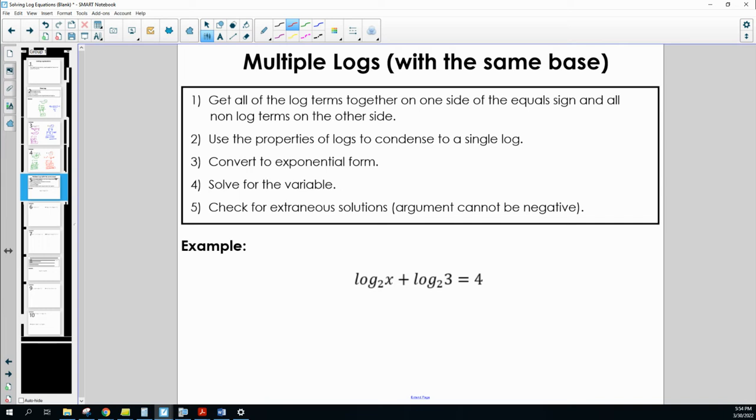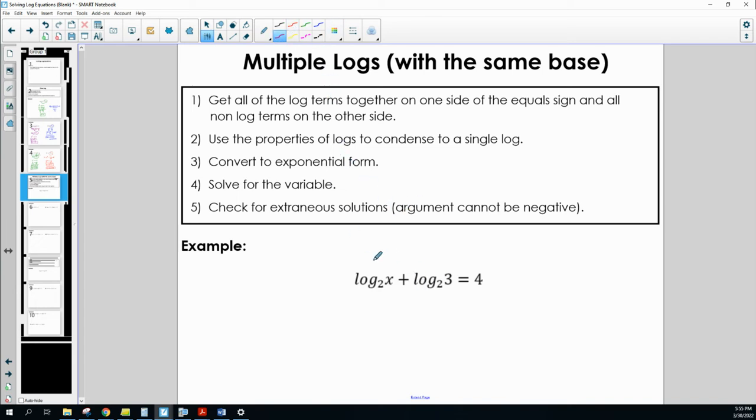So here are the steps that we're going to take when we have multiple logs. So you want to get all of the log terms together on one side of the equal sign and all non-log terms on the other side. So get all your logs together. Anything that's not a log goes on the other side. Then we're going to use the properties of logs to condense the logs into a single log. Once we have a single log, then this is very similar to what we just looked at, and we're going to convert it to exponential form, solve for our variable, and then we will check again for extraneous solutions, meaning that we're going to check to see if the argument is positive or negative.